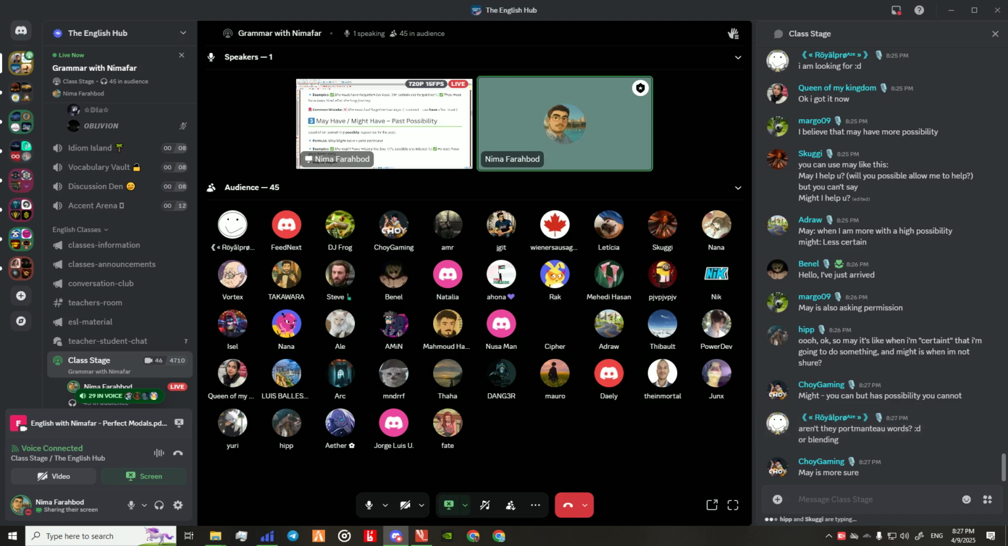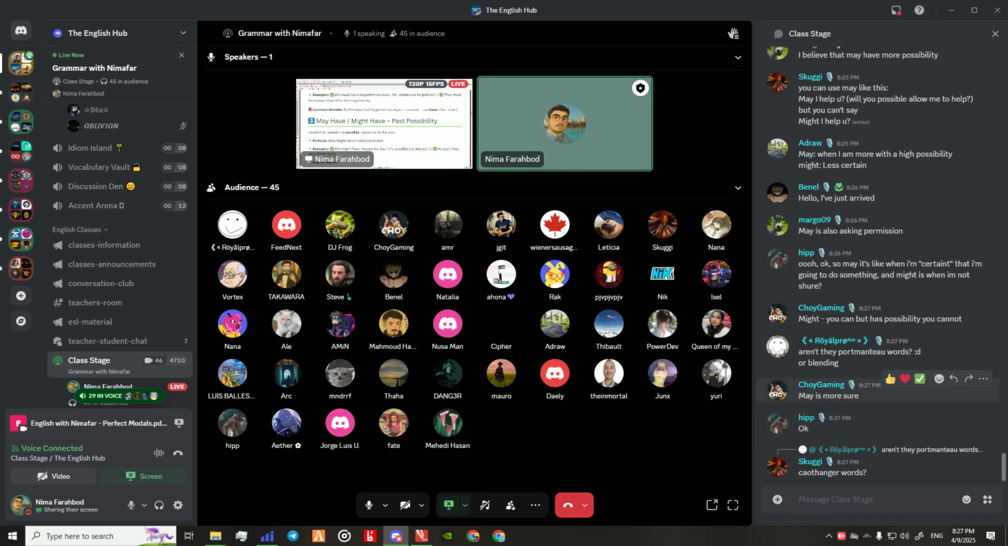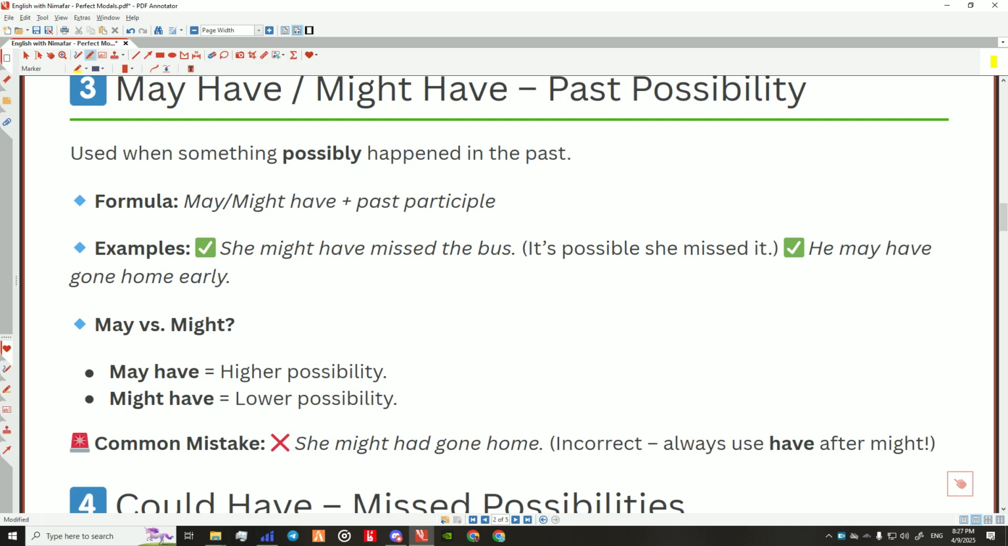Blending. Very good, they are blending. In word formation and linguistics, we have this. It's a part of word formation. Exactly, blending. Like hungry and angry, hangry, for example. So, higher possibility, lower possibility.